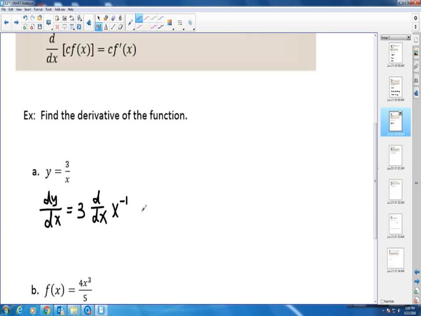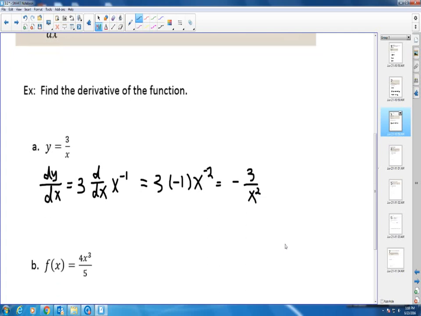So when I'm taking a derivative, that will be 3 times, the constant 3 still in the front. Move the negative 1 to the front, that will be 3 times negative 1, x to the exponent minus 1, that will be negative 2. Alright, simplify it. 3 times negative 1 is negative 3, so that will be negative 3 over, since my x has a negative 2 power, I will flip it to the other side of the fraction. That will be negative 3 over x squared, my final answer.